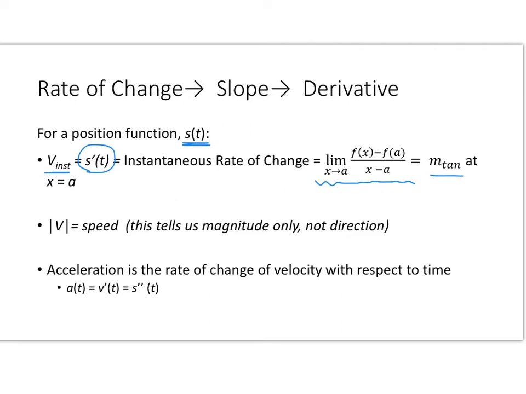So velocity has a direction and an amount, like it tells me the speed and the direction I'm going. If I look at the absolute value of velocity, I get speed. It only tells me my magnitude, not the direction. For instance, if I have a negative velocity, it means I'm going down. If I have a positive velocity, it means I'm moving up. And acceleration is the rate of change of velocity with respect to time. So acceleration is the derivative of velocity, or we could say acceleration is the second derivative of the position function.